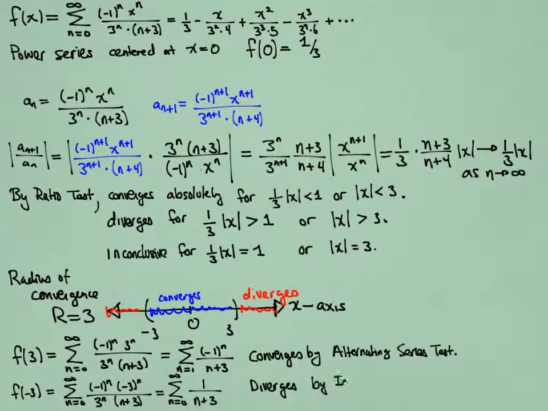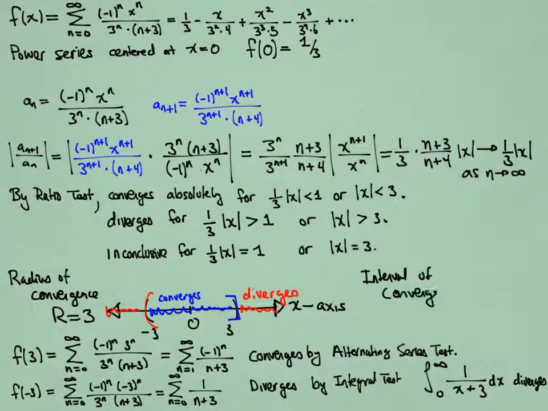You can prove that it diverges by using the integral test. If you were integrating 1 over x plus 3 from 0 to infinity, you'll see that this integral diverges. And so in conclusion, we can see that it diverges at -3, converges at +3, and so the interval of convergence is -3 to 3, including +3 but excluding -3.